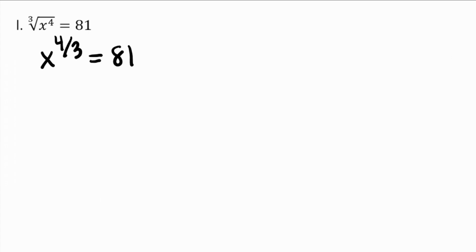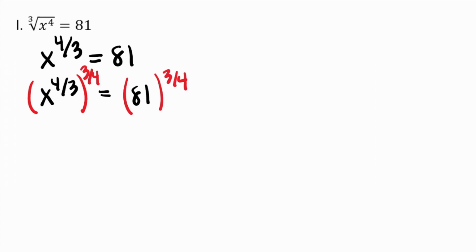And if I want to get rid of a fractional power in an equation like this, I'm going to need to take both sides to the reciprocal power. So what I'm going to do is take both sides of this equation to the 3/4 power. And so x to the 4/3 to the 3/4, that's just going to be x.